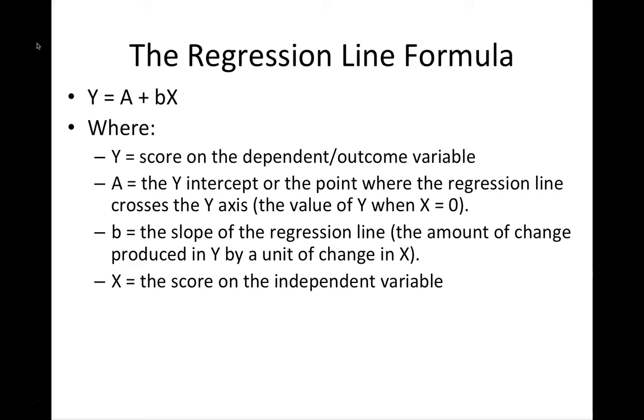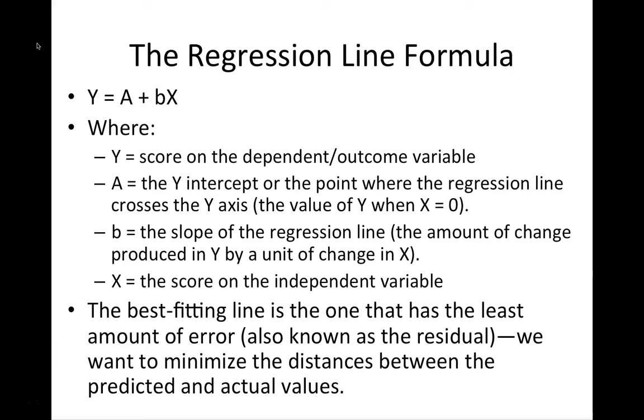A is the y-intercept, which is also the point where the regression line crosses the y-axis. So it's the value of y when x is 0. B is the slope of the regression line, which is defined as the amount of change produced in y by a unit change in x. And I'll give you an example of all this in just a second, so hopefully it will make more sense. And x is our score on the independent or predictor variable, or whatever is the other variable from y that we're talking about.